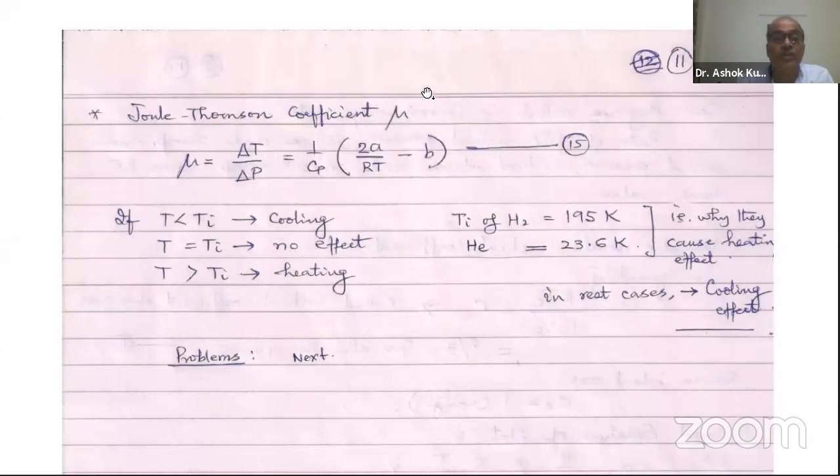Okay, mu. So this T is very important. If T is the operational temperature and Ti the temperature of inversion, then if T is less than the temperature of inversion, it is a cooling effect. If T is equal to the temperature of inversion, there is no change in temperature. And if T is greater than the inversion temperature, there will be heating in place of cooling.